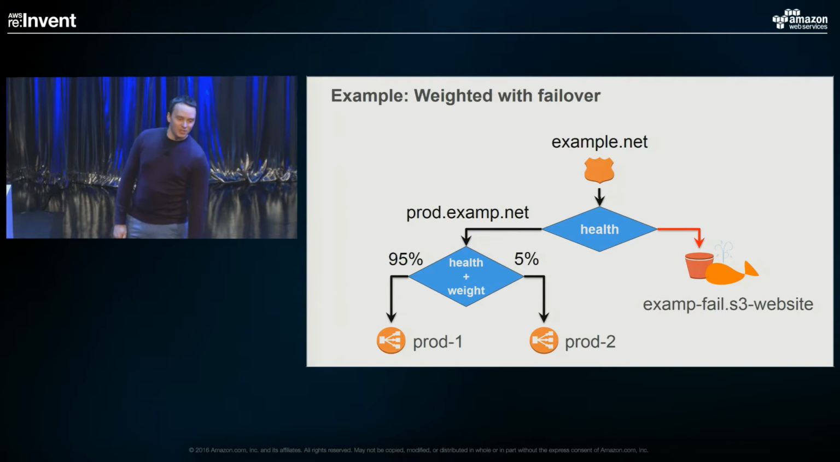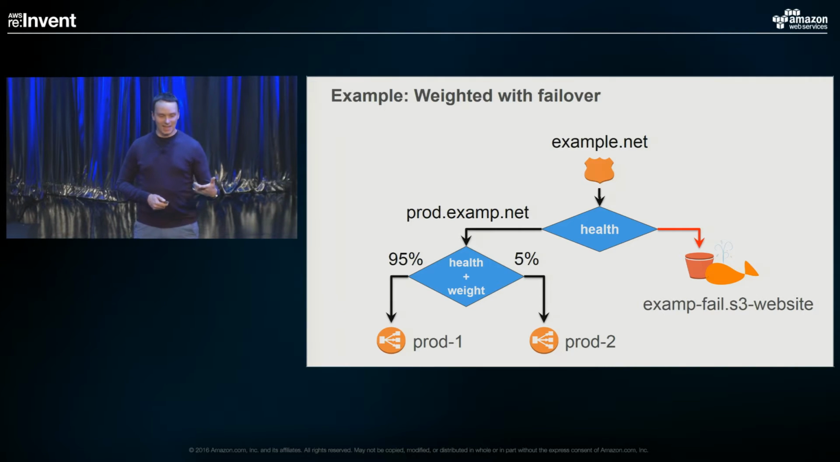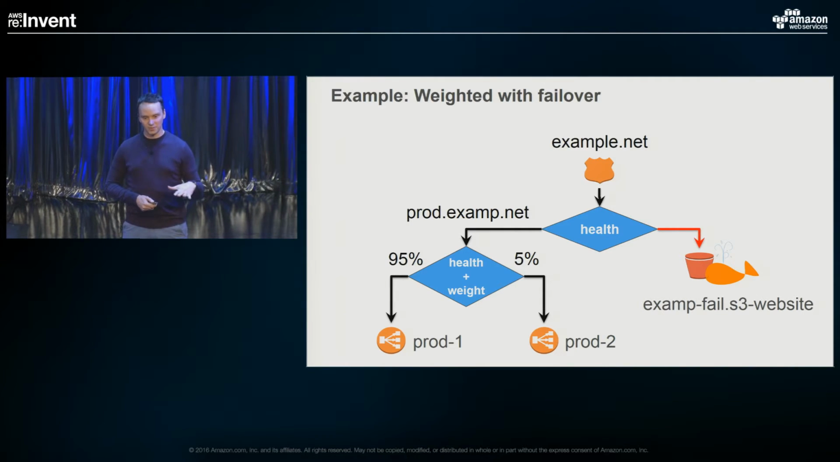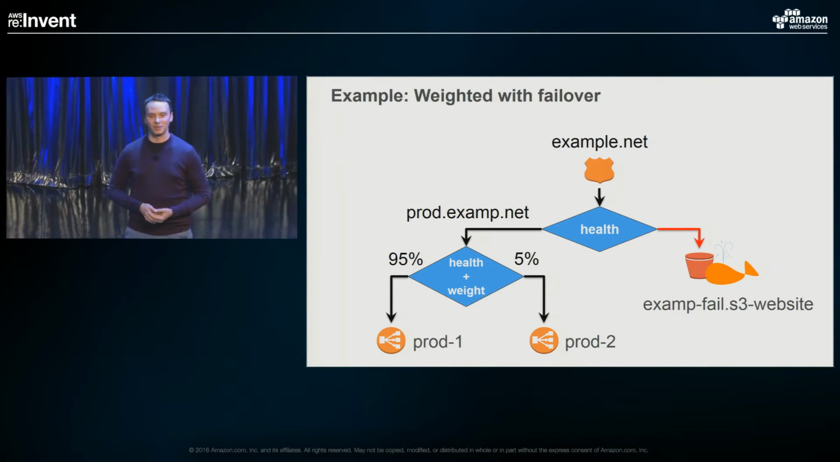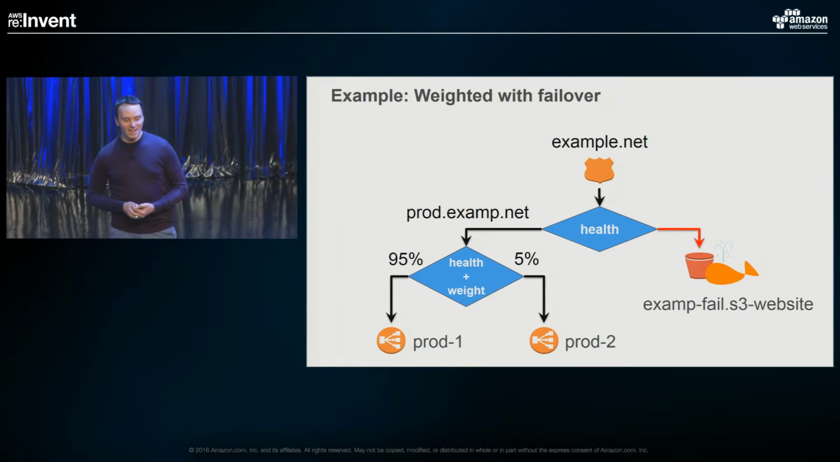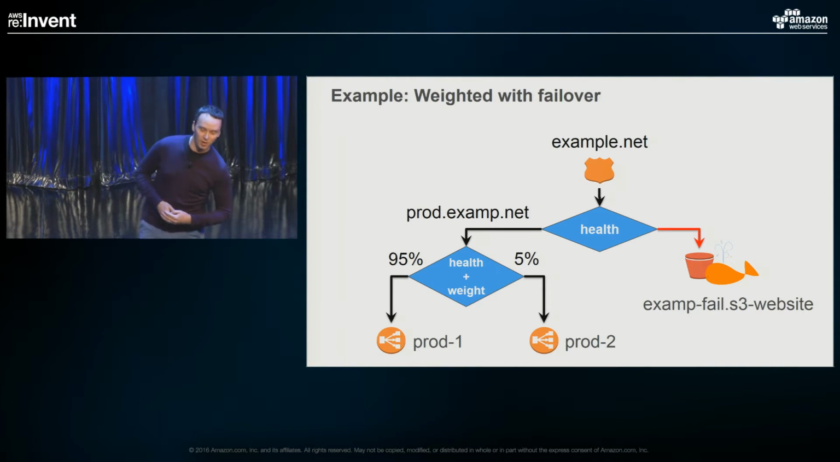Here's the topology, what it looks like with the setup we talked about. So we have example.net, and on a health check, if infrastructure is not healthy, we can route traffic to a static website, for example, on S3 that says traffic's under heavy load right now, or come back later. And assuming it passes the health check, what we're doing here is we have 2 regions. We have prod 1 and prod 2.